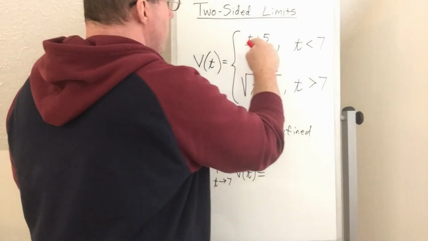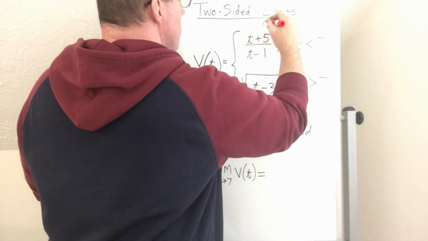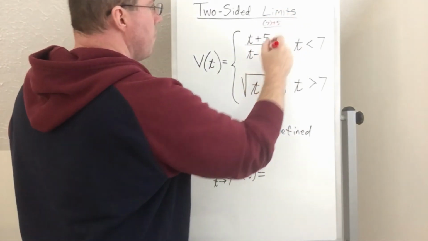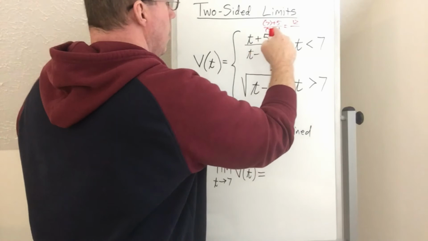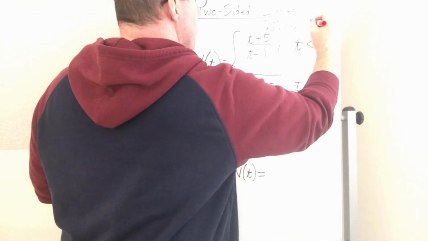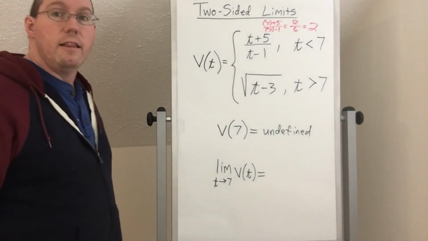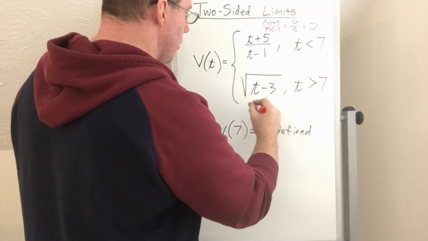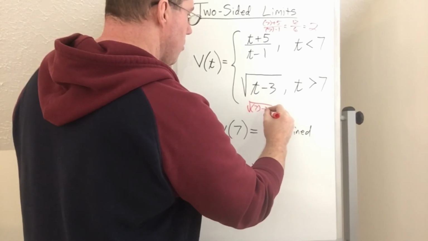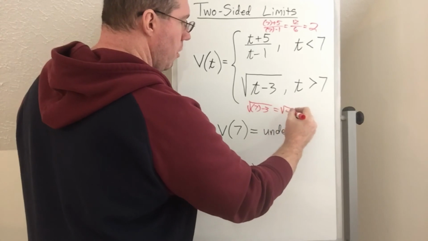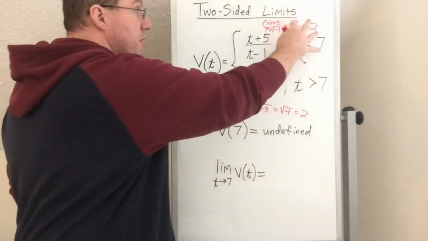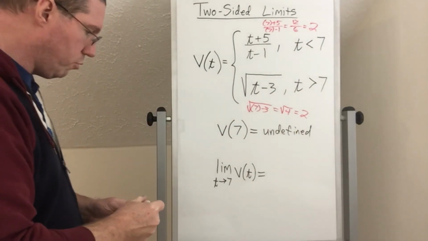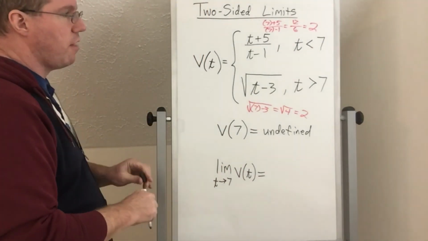Very simple, okay? So I'll plug the 7 in here. We'll have 7 plus 5 over 7 minus 1. Well, 7 plus 5, that's 12, okay? And then 7 minus 1, well, that's 6, and 12 divided by 6, that's 2. So the left-sided limit is 2. All right, the right-sided limit here, we're going to have the square root of, put a 7 in, minus 3. Well, 7 minus 3, that's 4. So we've got the square root of 4. The square root of 4 is 2, and therefore the right-sided limit is 2. And since the left-sided limit is 2, and the right-sided limit is also 2, that means the limit does exist because it's the same number from both sides, and so the limit here is 2, okay?